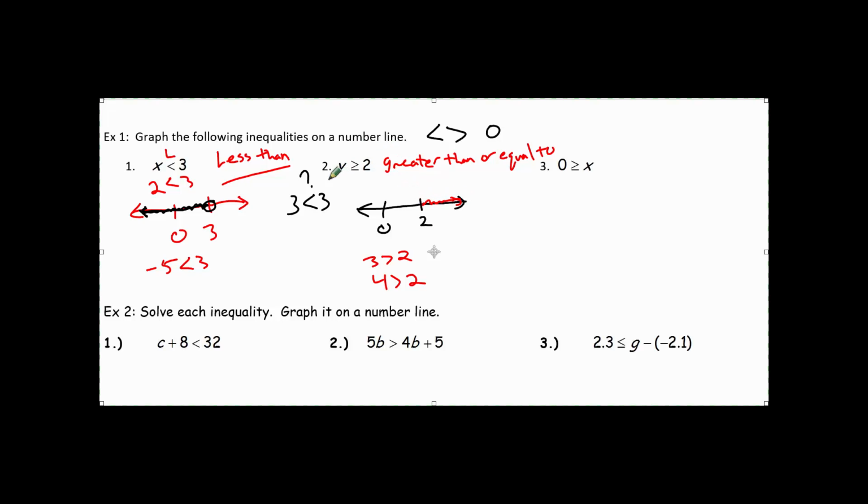And because 2 is equal to, we're not going to use an open circle, we're going to use a closed filled-in circle. So anytime you have the less than or equal to or the greater than or equal to, we use a closed circle. Now, I'm going to caution you about something that we'll talk about in class, but you don't want to get mixed up.